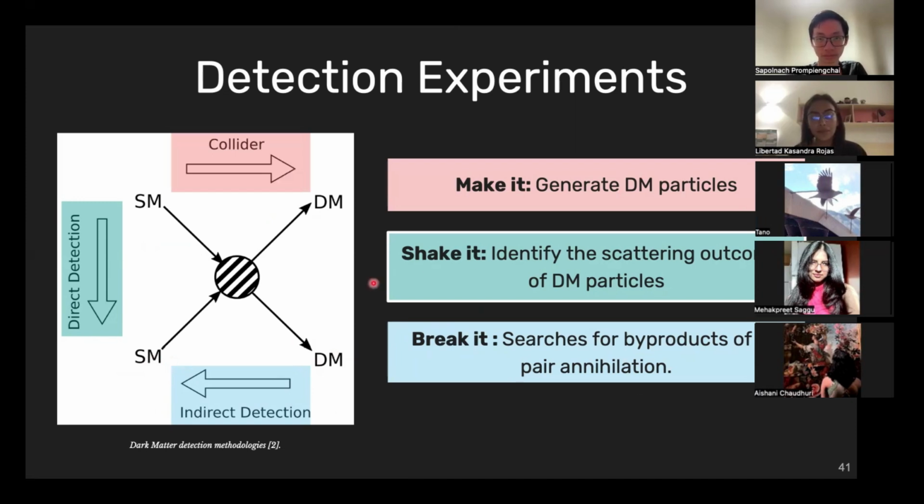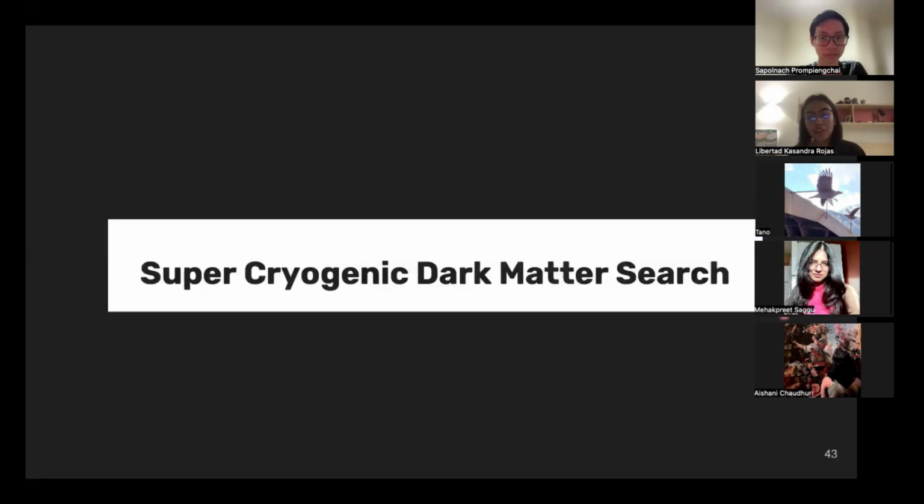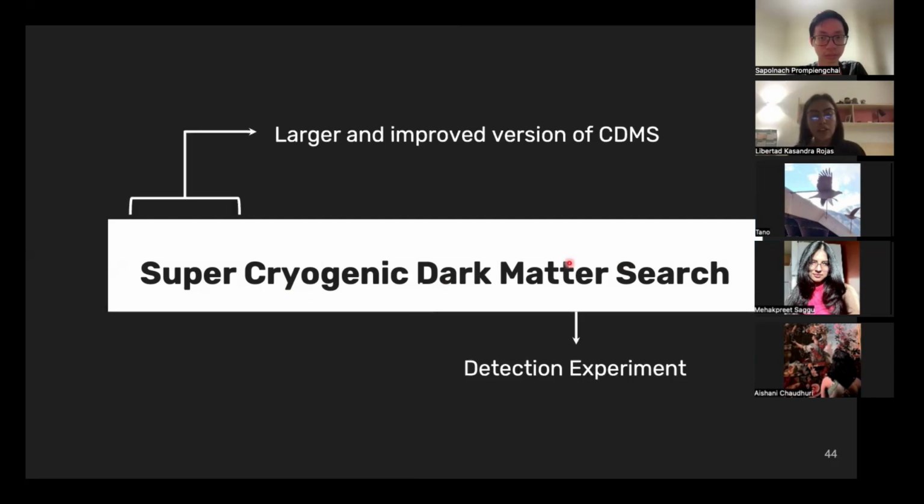Now, the methodology that we're going to focus on mainly in this presentation is shake it, and the experiment that we're going to see is the Super Cryogenic Dark Matter Search. We're going to take just a moment here to break apart this title to understand what this experiment is based on. The first thing is the word super, which just refers to the fact that this is a larger and improved version of CDMS. There have been past experiments named CDMS, so this is the improved version.